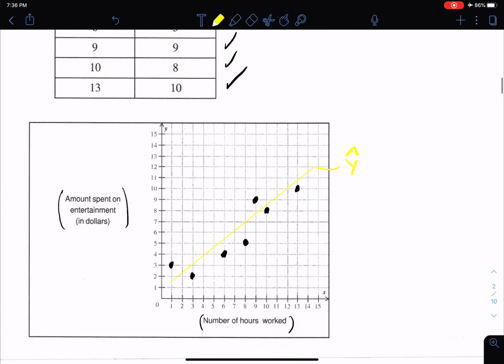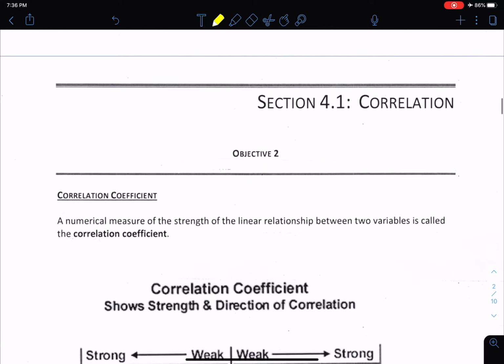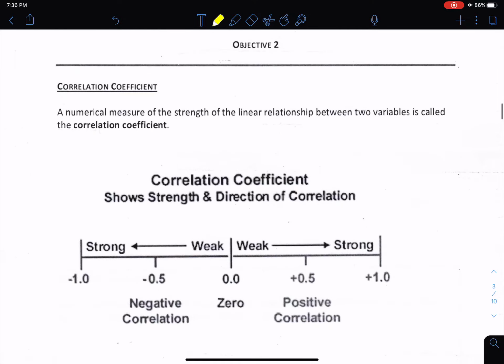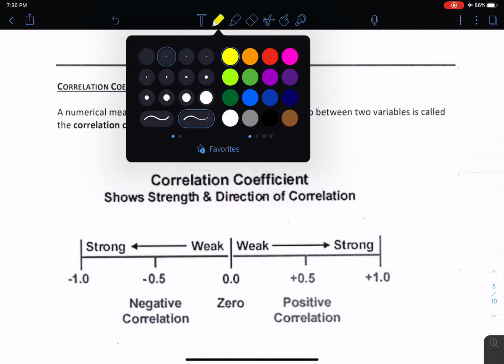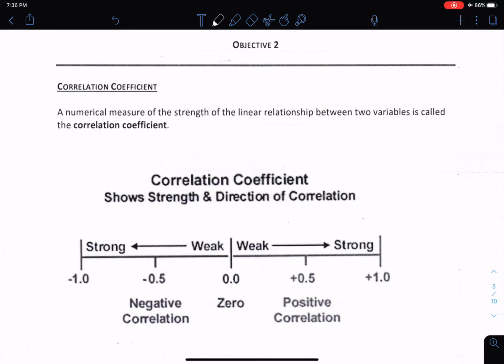So, oh yeah, back there. We would say that this has a positive correlation. Correlation coefficient: a numerical measure of the strength of a linear relationship between two variables is called a correlation coefficient. Now the variable that we use for the correlation coefficient is R. I don't know why that doesn't show up right here. We like to use R for that. R is the correlation coefficient.